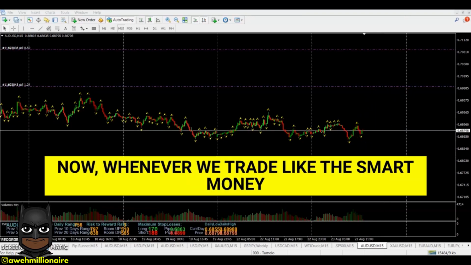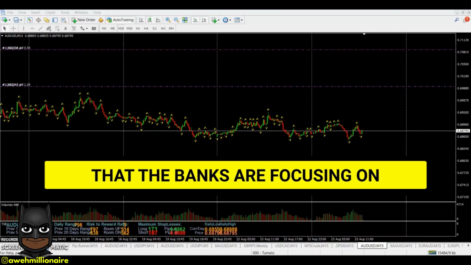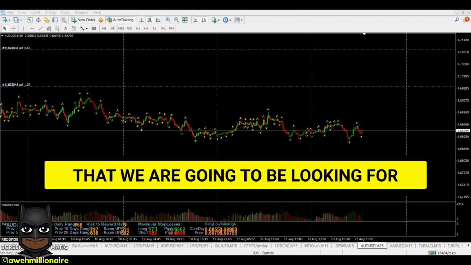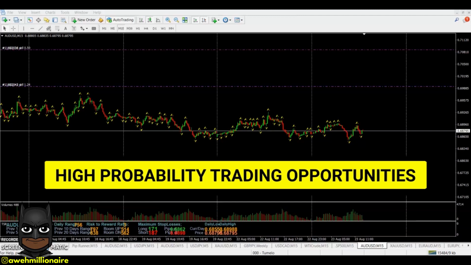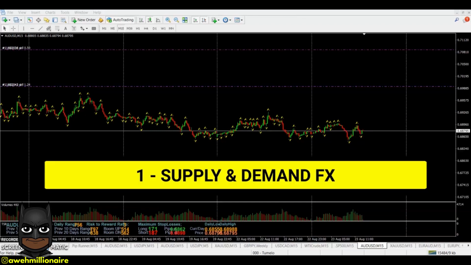Now, whenever we trade like the smart money, we always want to identify high interest levels that the banks are focusing on, because these are the areas that we are going to be looking for high probability trading opportunities. And the two tools that we use to do that are supply and demand Forex as well as Forex volume.